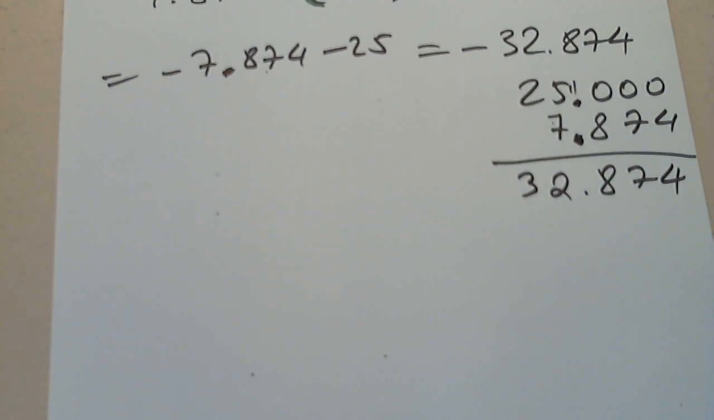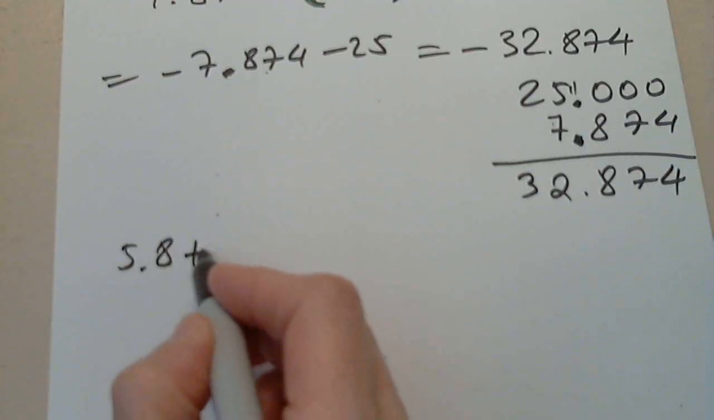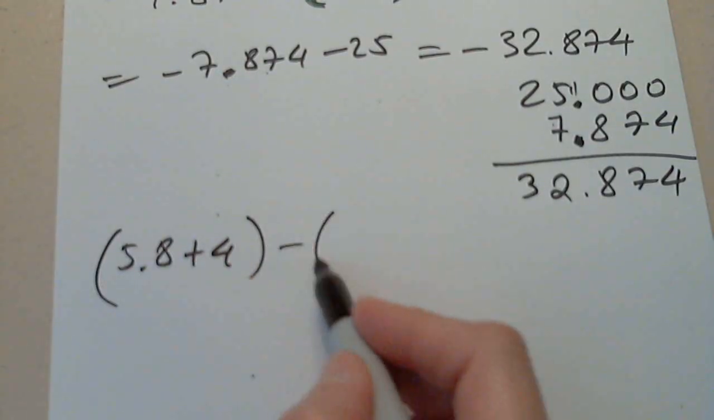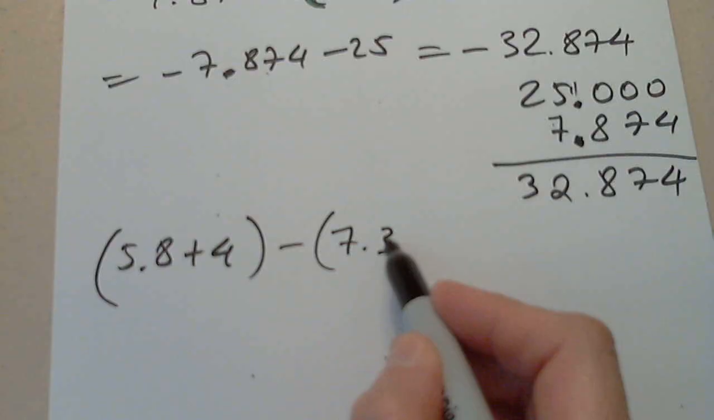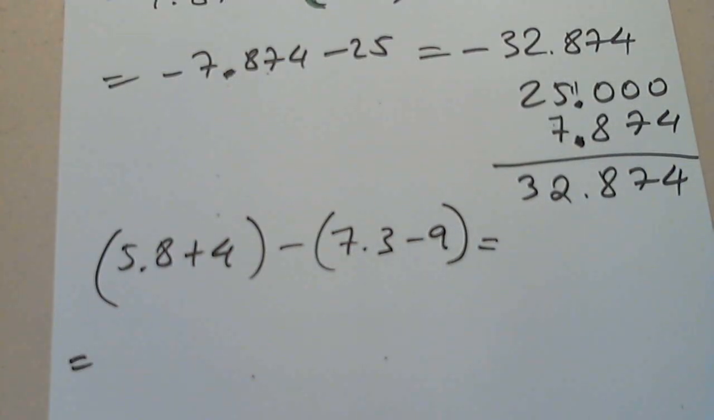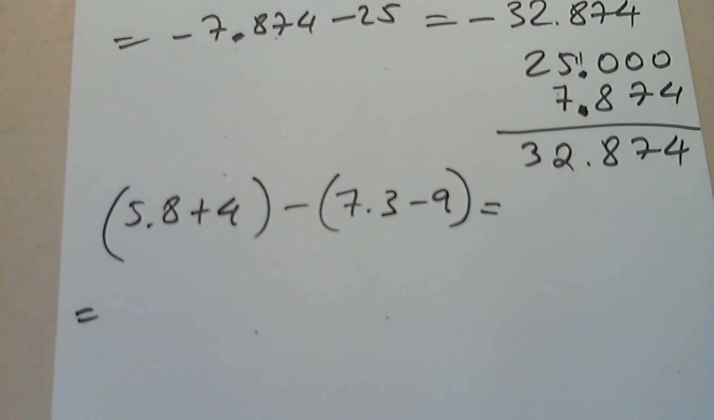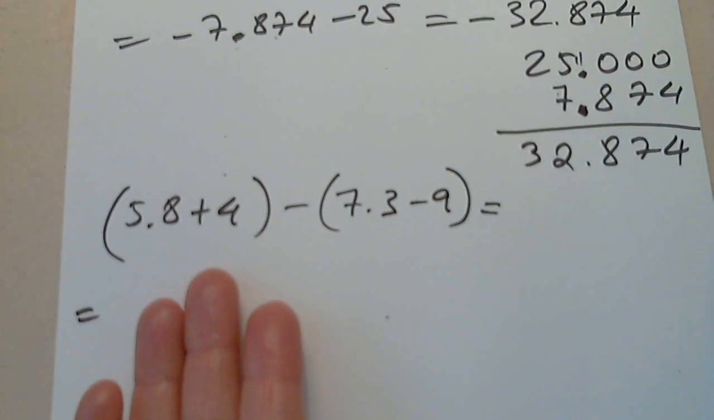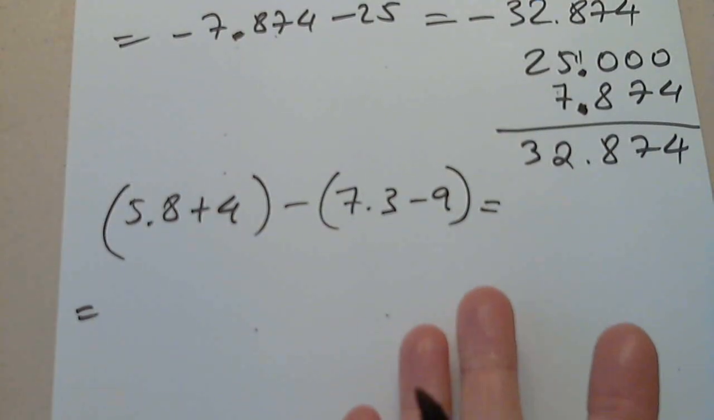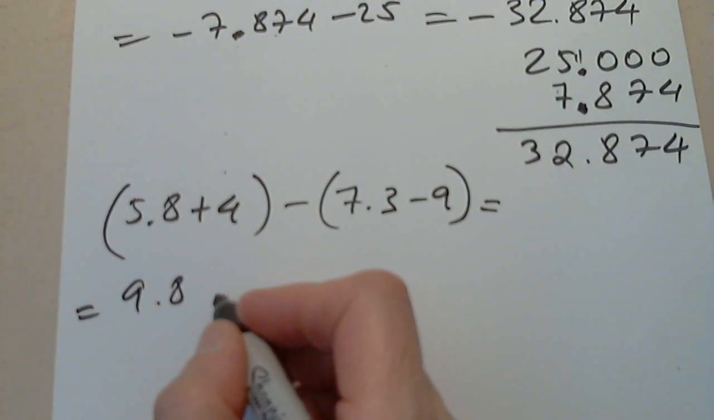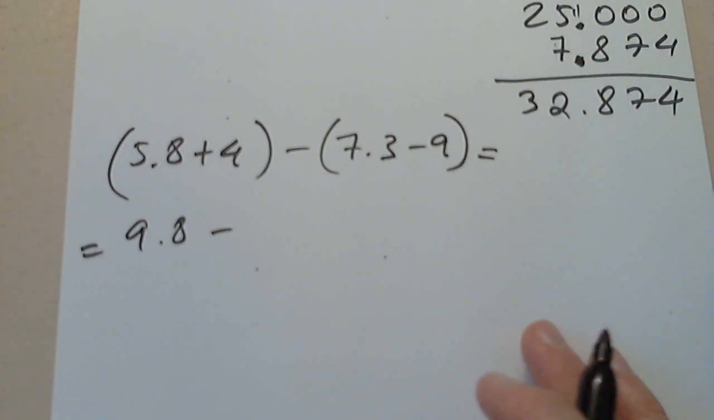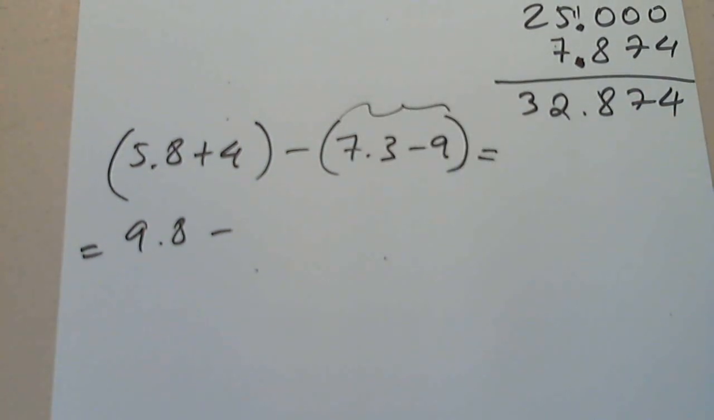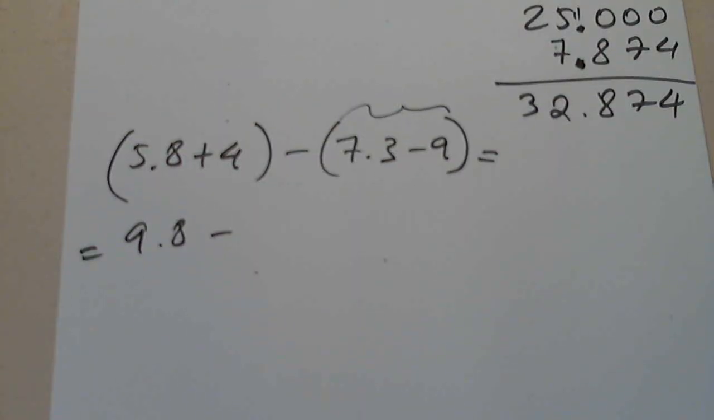Okay, here's another example: 5.8 plus 4, in parentheses, minus 7.3 minus 9. The first one is easy because I have 5.8 plus 4. So I only have to add the integers, so I have 9.8. Now here, what will be the sign of the outcome? 7.3 minus 9. Will it be positive or will it be negative? And how do we know?